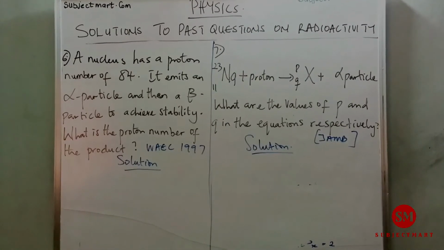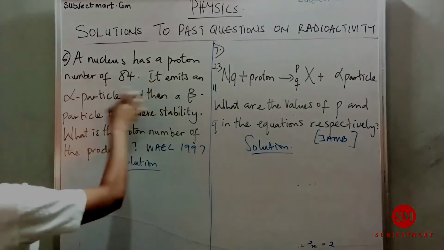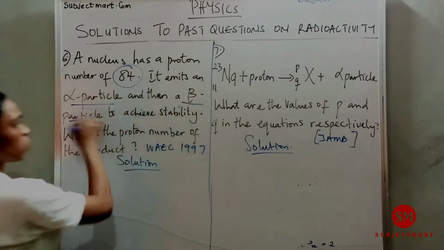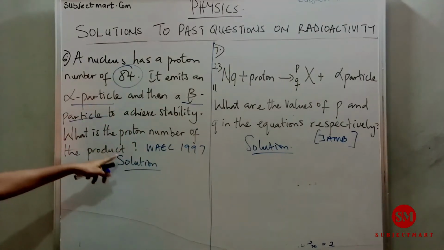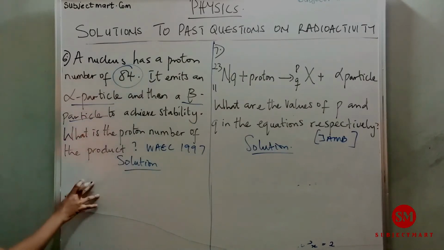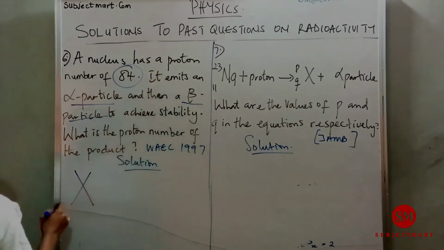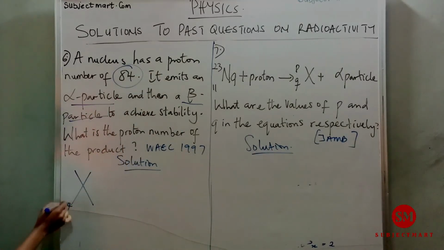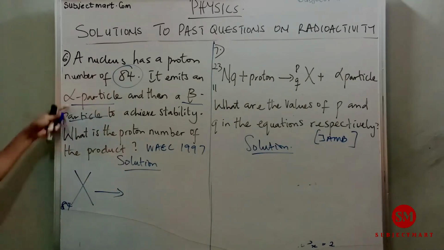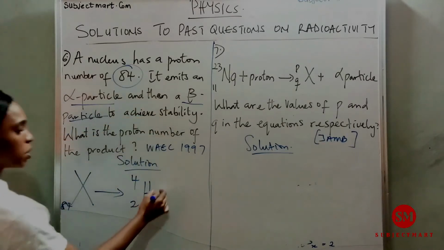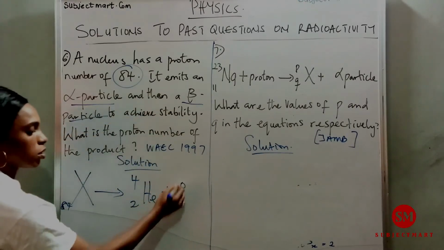Okay, so the next question says, a nucleus has a proton number of 84. It emits an alpha particle and a beta particle to achieve stability. What's the proton number of the product? Okay, so let's assume that this is the nucleus. It has a proton number of 84. The proton number is the number down. We are not given the mass number. And we are told that it emits an alpha particle. Alpha particle is 4 over 2 He. And it also emits a beta particle. Beta particle is 0 over minus 1.